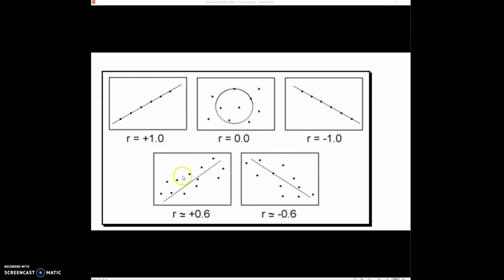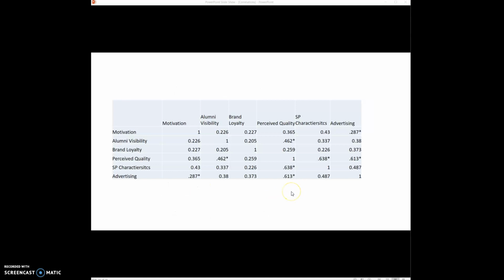So here's what these might look like. It's for a perfect positive correlation. All your data points fall on the line. For no correlation, there won't be any pattern to it at all. Negative correlation, they're all on the line. When it's a moderate correlation, there tends to be a line of best fit, but your data points don't tend to line up on it. Same thing with the negative correlation.